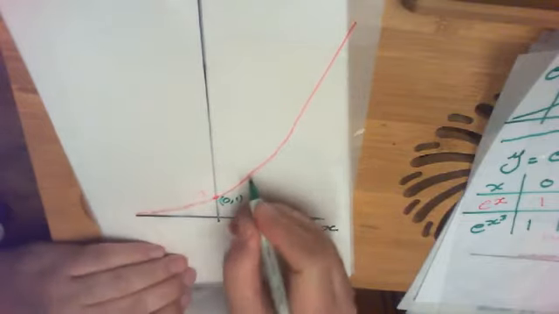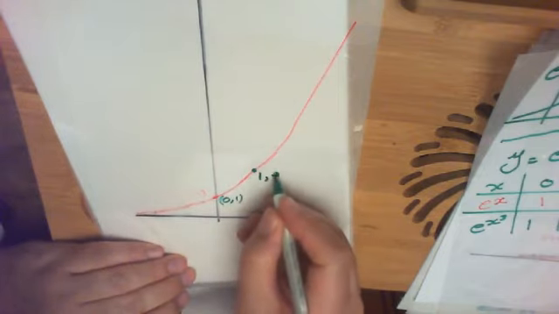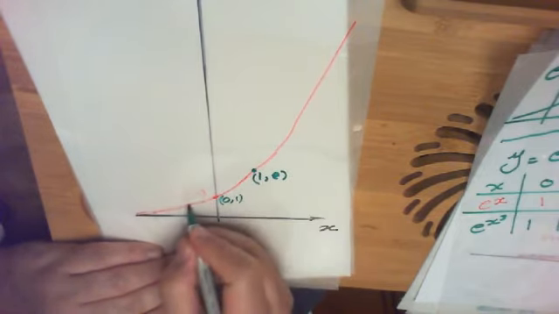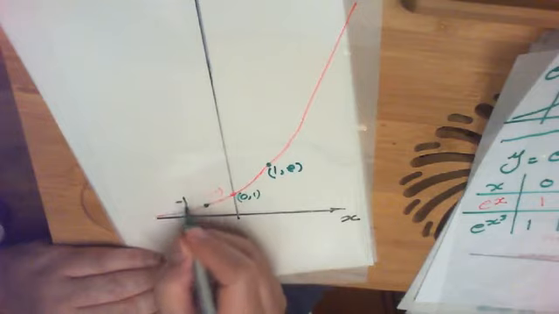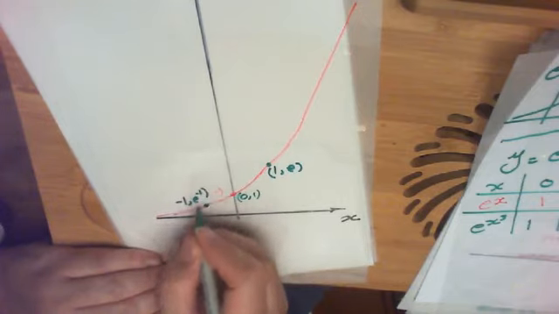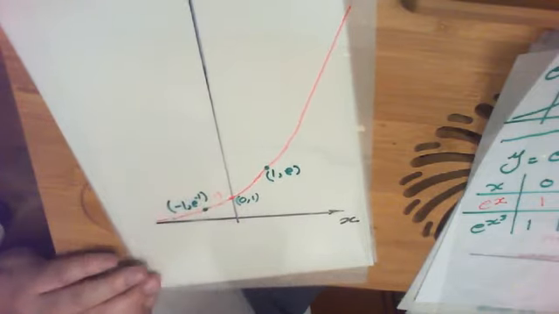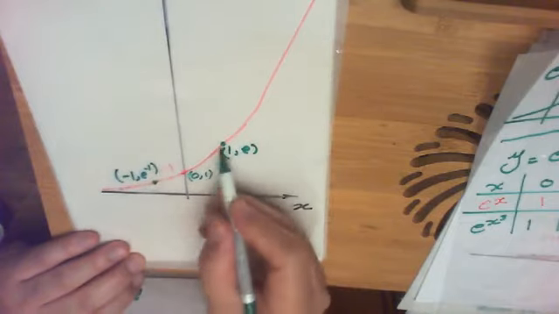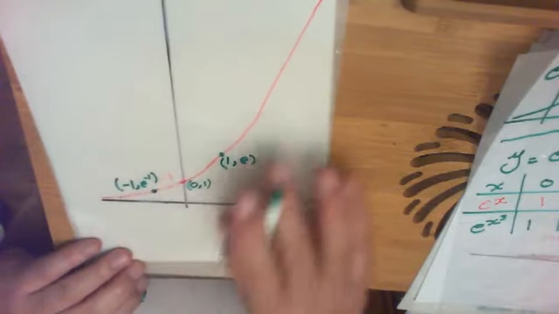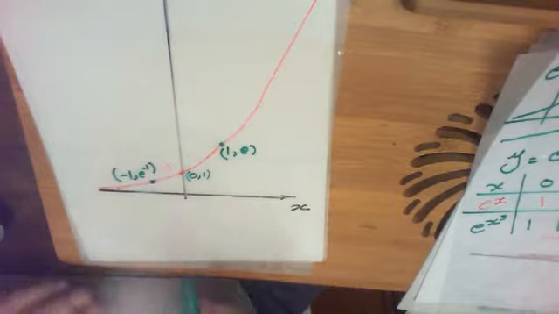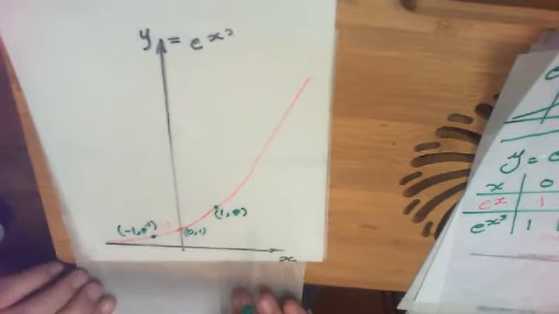Another important point for us is 1 and e to 1. A third point is minus 1 and e to minus 1. The original curve e to x will pass through these three points also, but as I told you, it is a guide curve, and this is e to x cubed as we need.